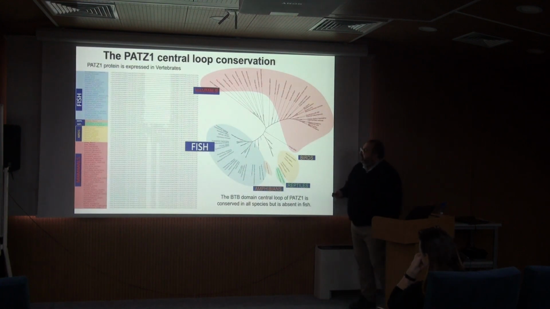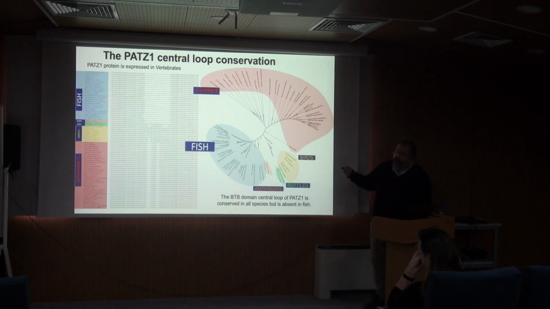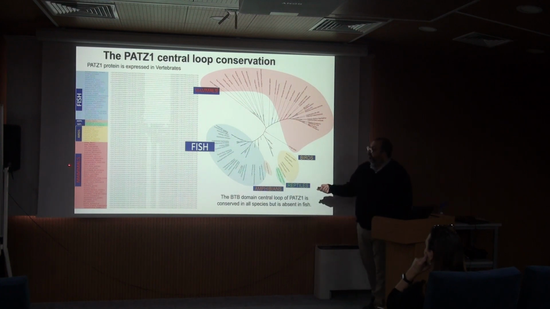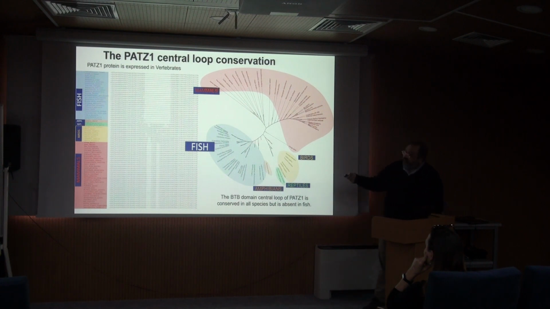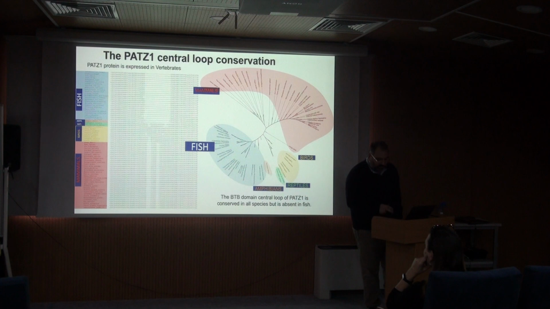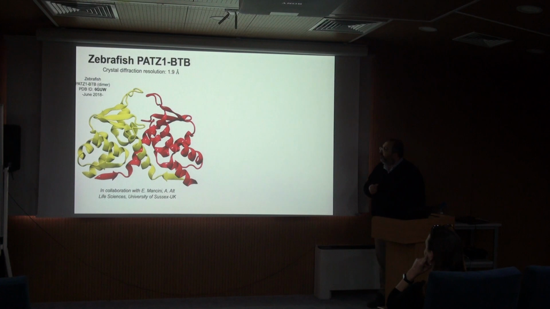Turns out, this is the BTB domain of PATS1 protein sequence among all vertebrates. And what you see is this middle region, which is unique to PATS1, is present only in mammals and birds, but is missing in fish. And when we heard fish, we thought of Stefan. And so we got some genomic DNA from Stefan, cloned the BTB domain of zebrafish PATS1, again expressed it in bacteria, purified it, crystallized it, and diffracted and got the structure.